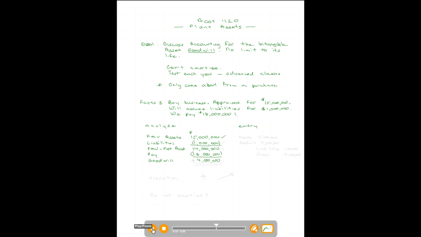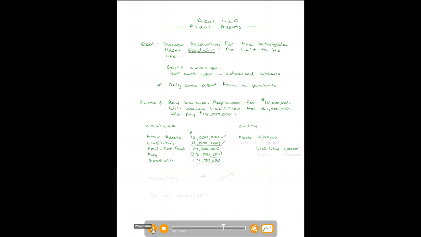Let's see kind of an entry this leads to. We need to record our assets. And I'm just going to put all of them in one account. I would be breaking them out, probably using the lump sum purchase method we talked about in an earlier pencast. So I've recorded the purchase of my assets. I'm going to drop down a line and record my liabilities that I agree to pay. And as you'll recall, they're $1 million.